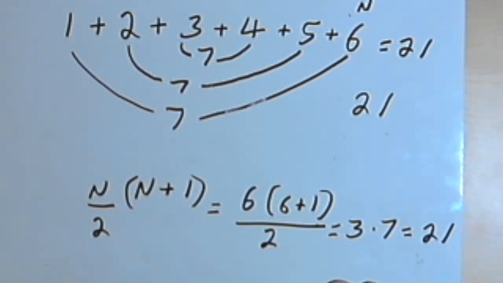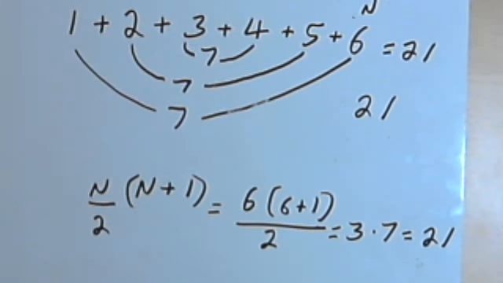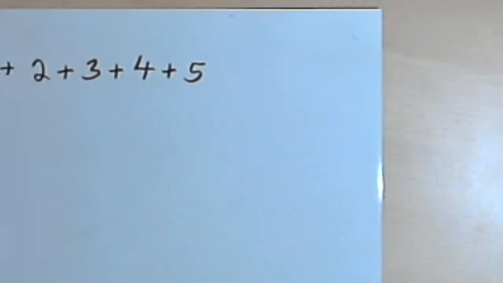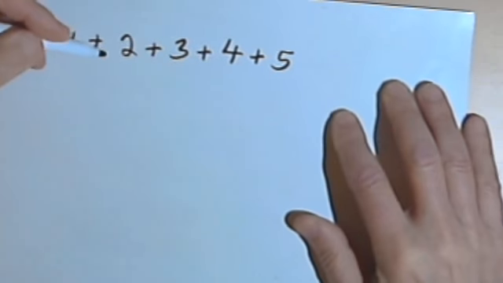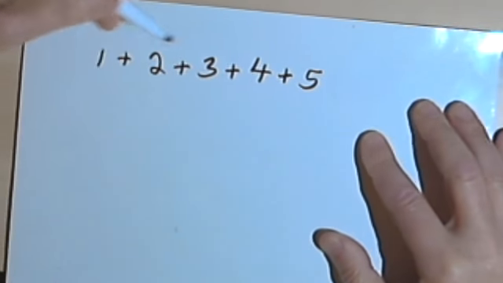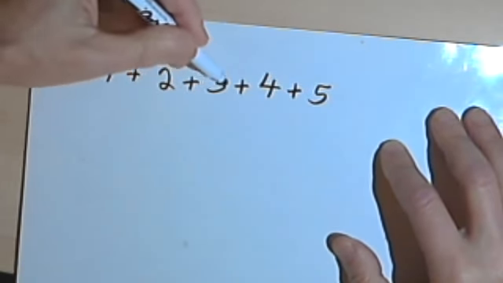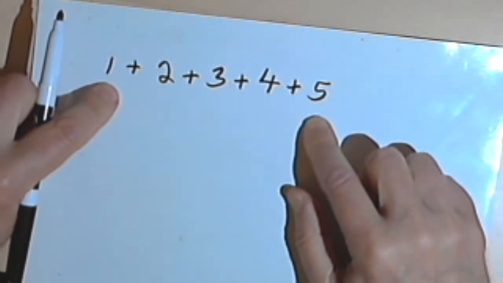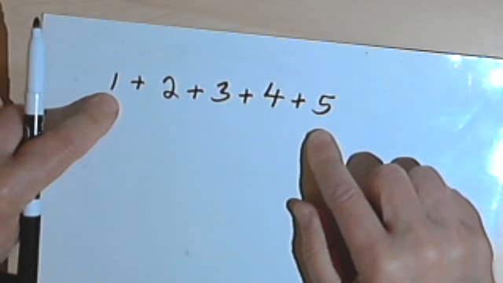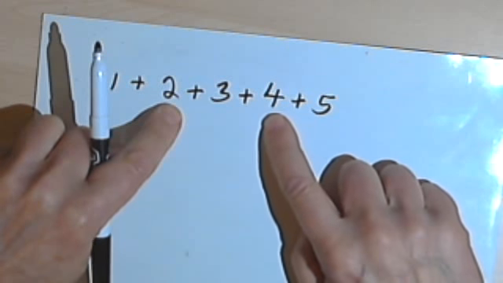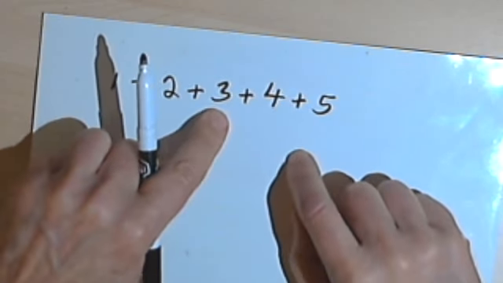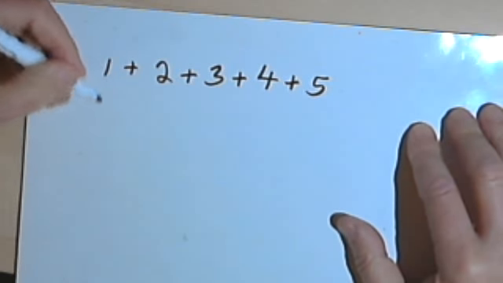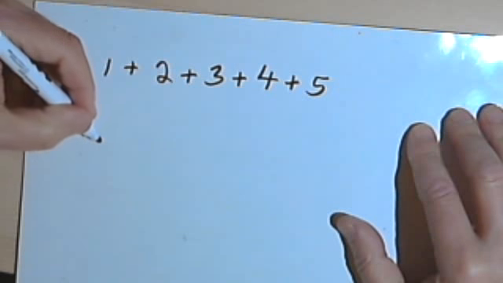Now, let's try a variation just to make sure this is going to keep working. So, in this first example, I had pairs of numbers. What if I have an odd number of numbers? What if I have 1 plus 2 plus 3 plus 4 plus 5? Well, I can't make pairs out of everything. I can make a pair out of the 1 and the 5. I can make a pair out of the 2 and the 4, but the 3 is going to be left by itself. So let's take that general formula and see if it works when we have an odd number.